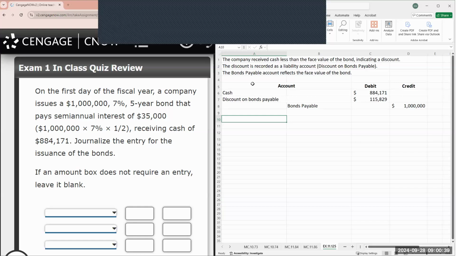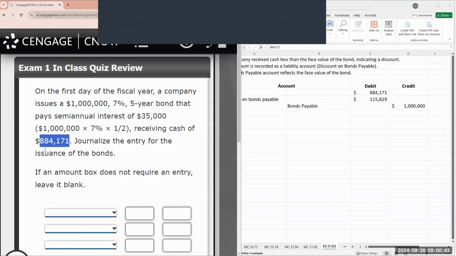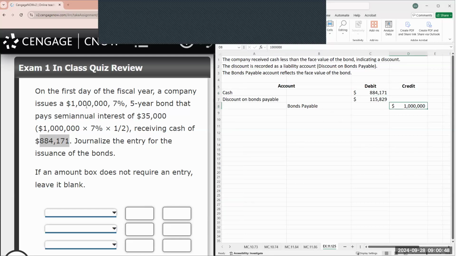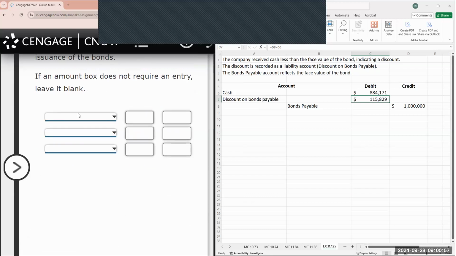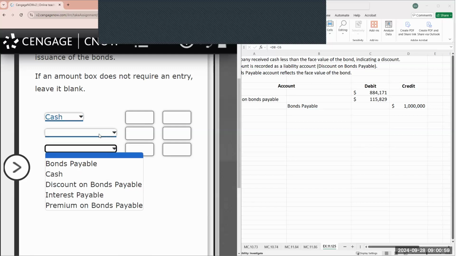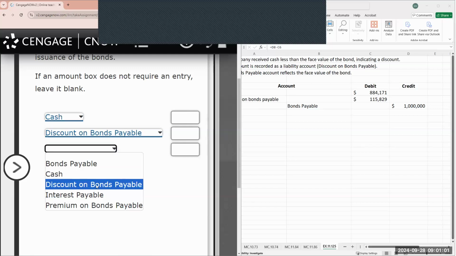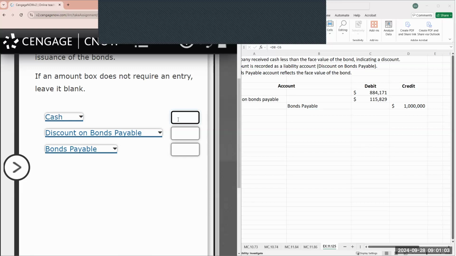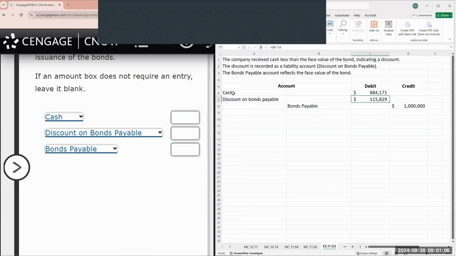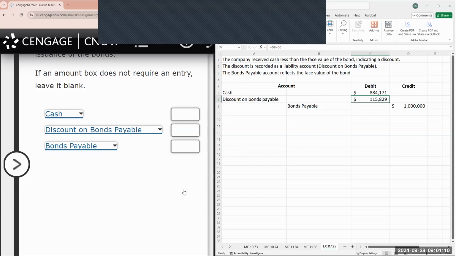So this would be our journal entry. Debit cash for the cash received, $884,171. We credit bonds payable for the face value of the bond, and the difference between the two represents the discount on bonds payable. So cash, discount on bonds payable, and our bonds payable. All right, so again, this would essentially be the journal entry that you would input into the program.